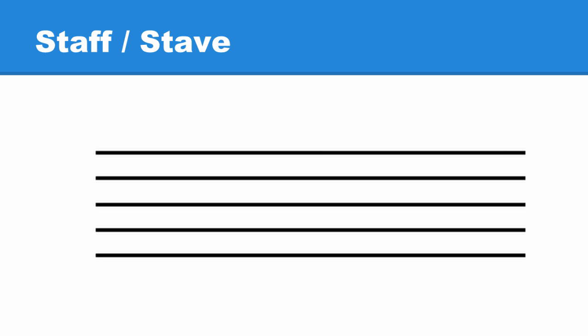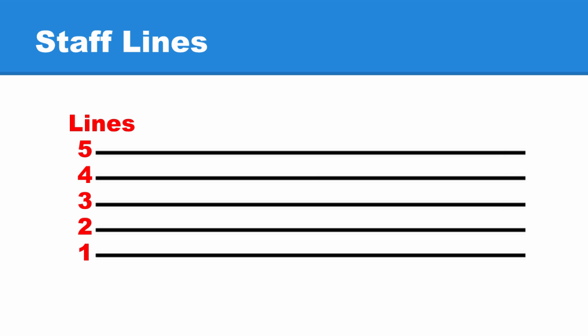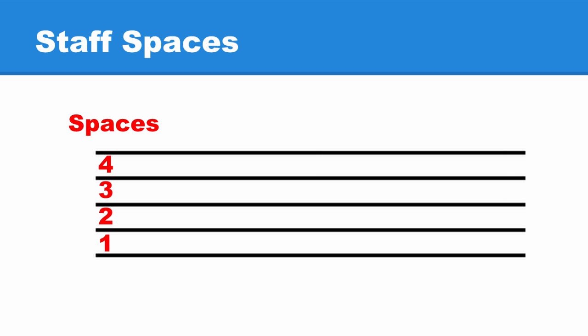This is the music staff, also known as the stave. The music staff or stave consists of 5 lines numbered bottom to top and 4 spaces. Each line and space are used to indicate a specific note.